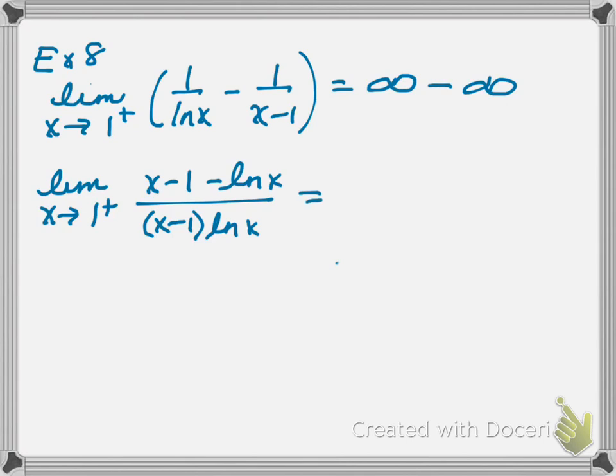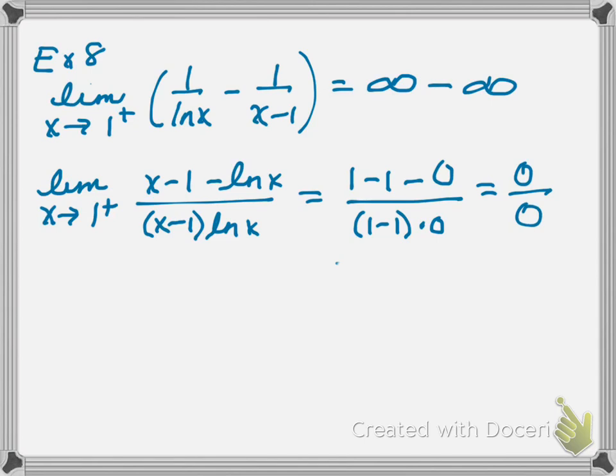So now what happens when I plug in a 1? If I plug in a 1, I get 1 minus 1 minus ln of 1. Remember that ln of 1 means what power would you put on an e to get a 1, and that would be a 0. And then for my denominator, I'm going to have 1 minus 1 times 0. So you can see I end up with 0 over 0, which means that I get to now use L'Hopital's rule. And to do L'Hopital's rule, I take the derivative of the numerator and the derivative of the denominator.